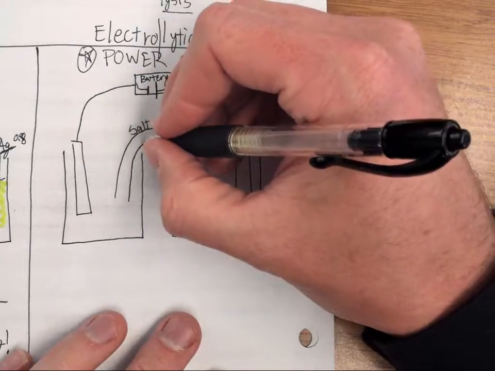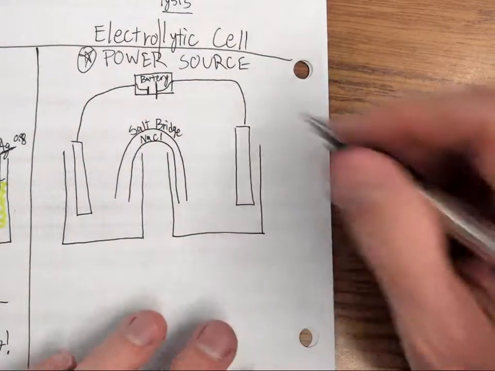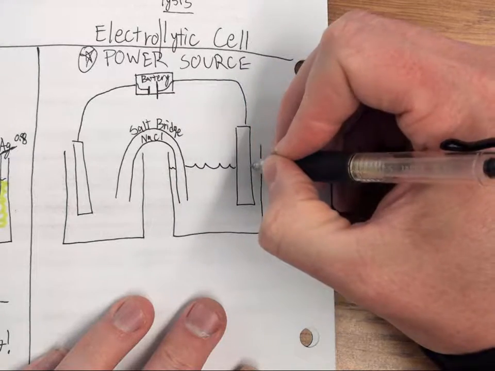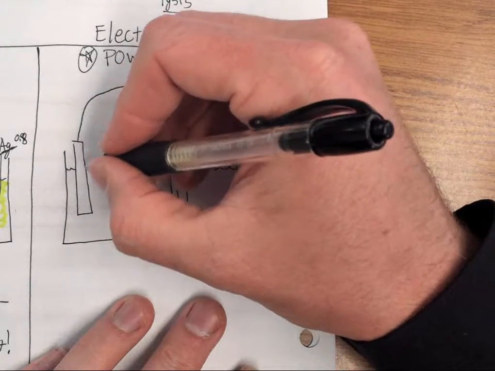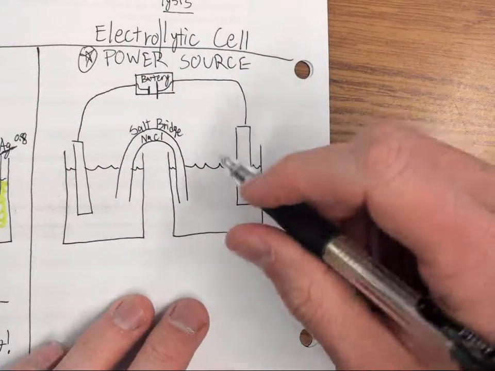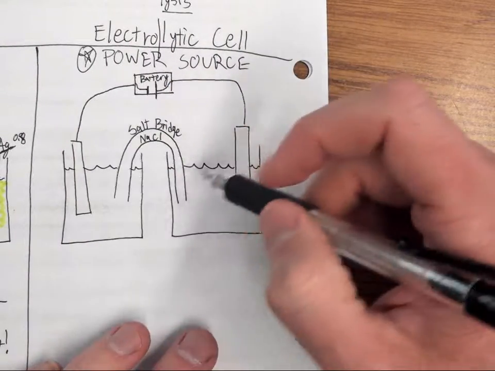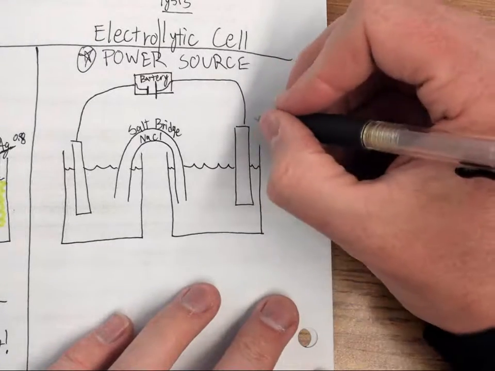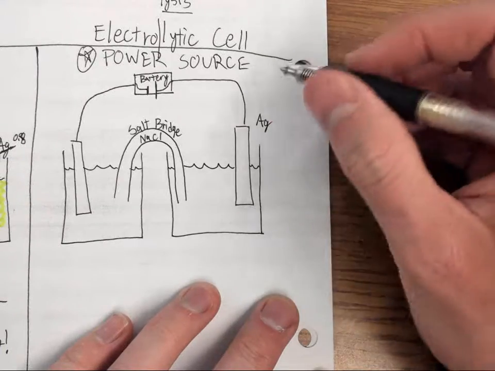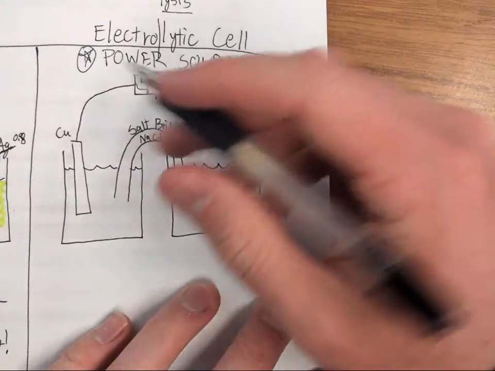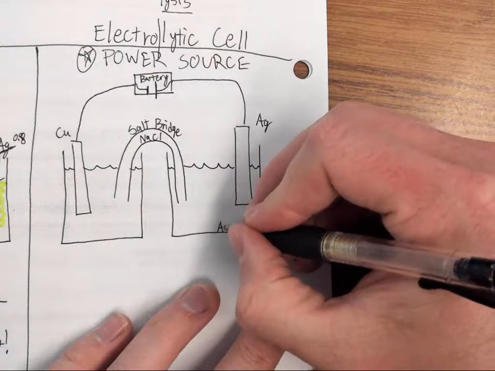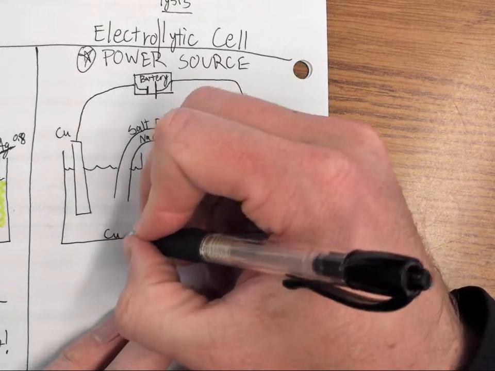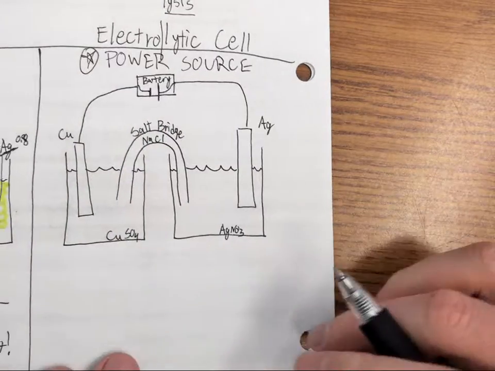Okay, salt bridge, which in this case, let's use NaCl again. We've got our solutions. Let's just use the same electrodes, so we'll use silver on this side, just to keep it consistent. Silver, we've got copper, and then we've got AgNO3 floating around in here. We've got CuSO4 floating around in there.